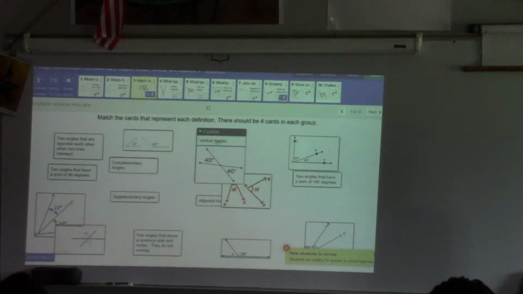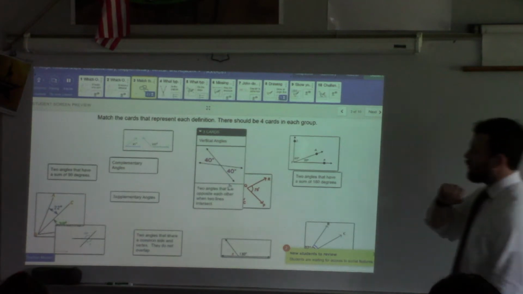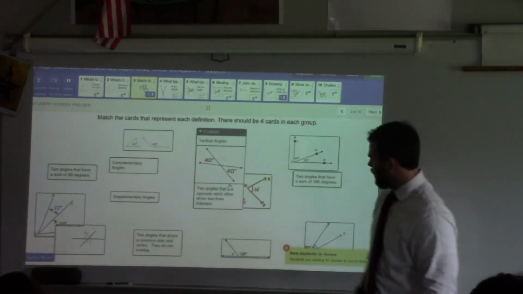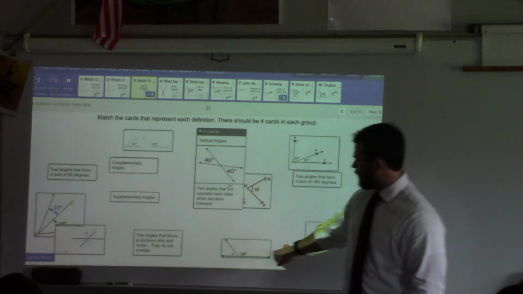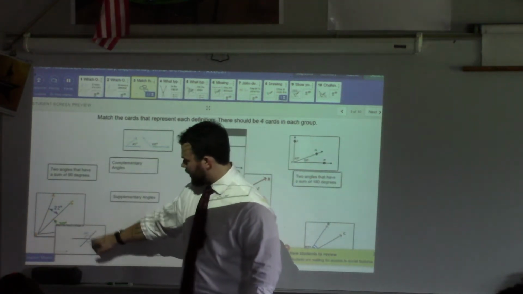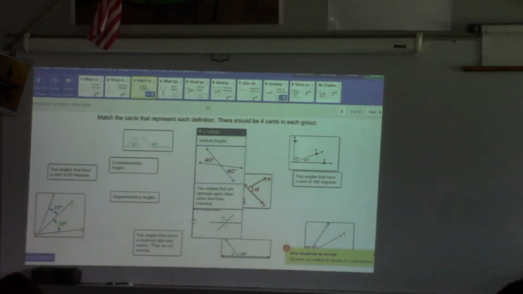Does anyone see that description anywhere? Yes, 133 and X. Is that this one? Okay. Is there any other angle that can fit into this group? 133 and Z, or X. The one all the way to the left, 133 with the X. Okay. Does anyone have any questions about those vertical angles there?